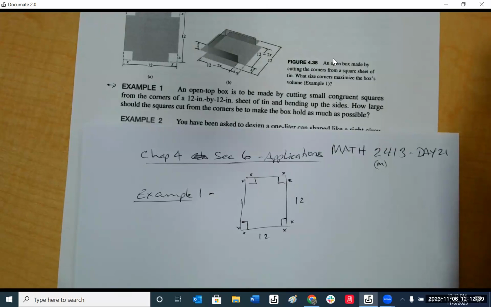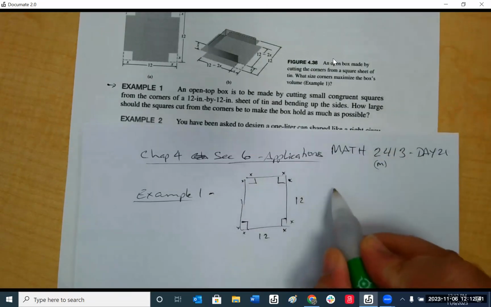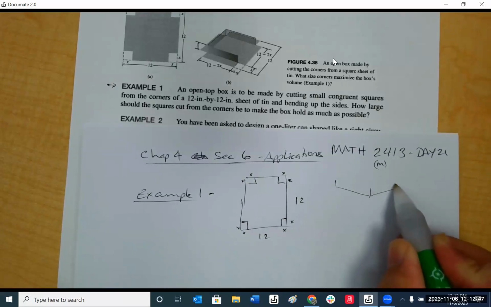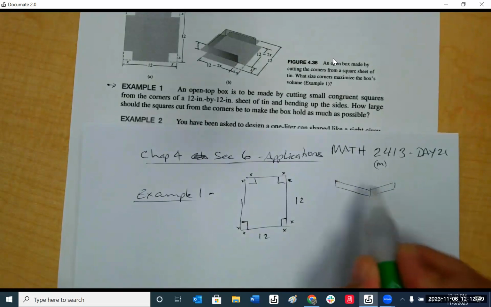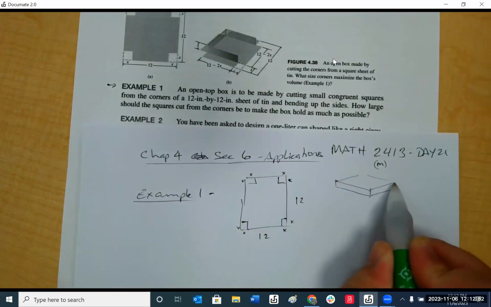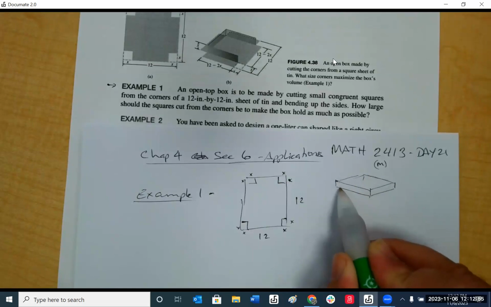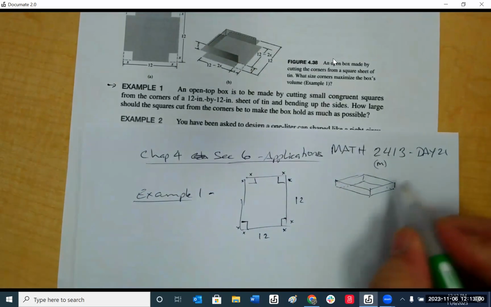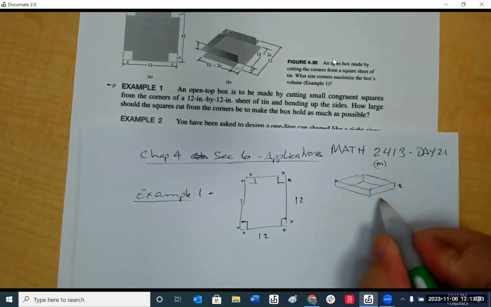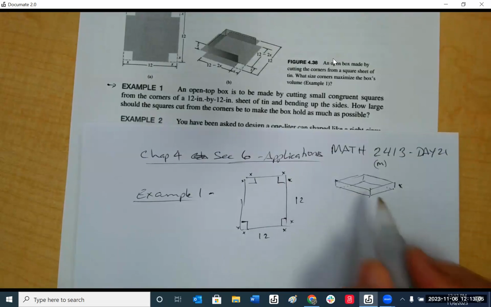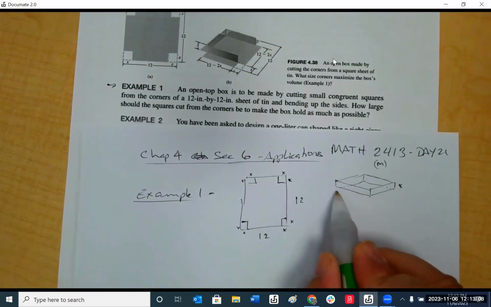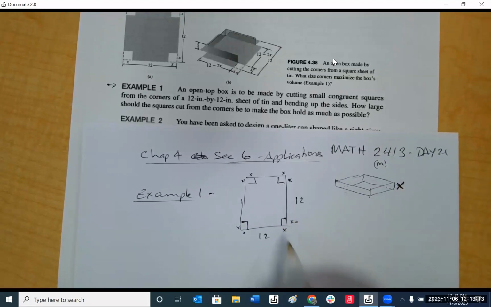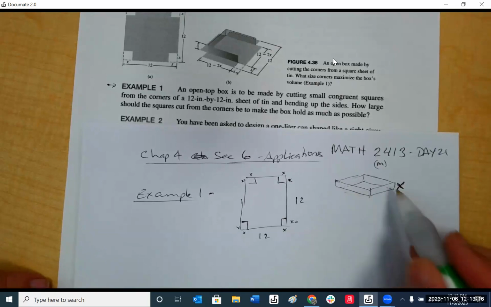No. Because remember, we're going to fold up the sides. So we're going to have something that looks like this. So it's volume. It's going to be x units high, and both of these are going to be the same. So what are the dimensions going to be of the sides here? We know it's going to be x inches high because that's what we cut out on the sides. So what are the lengths of the two sides going to be?